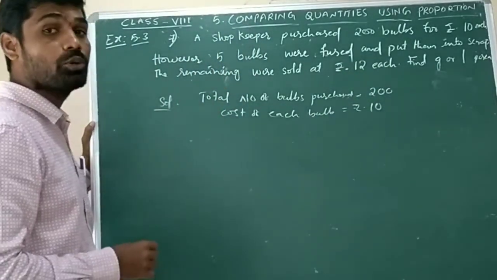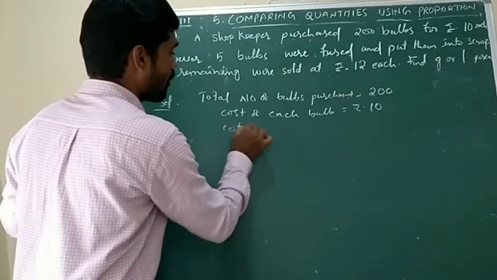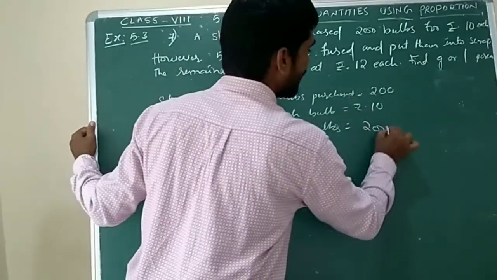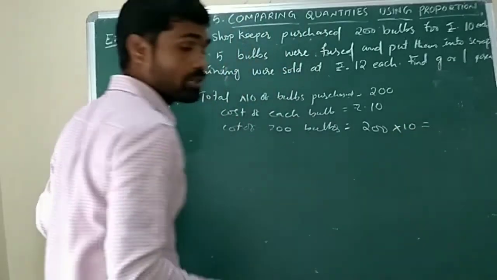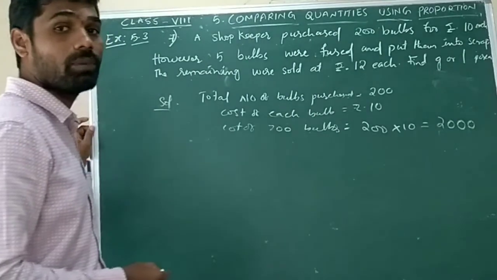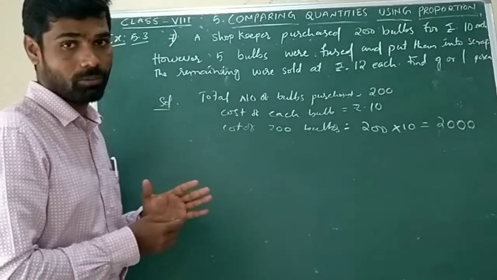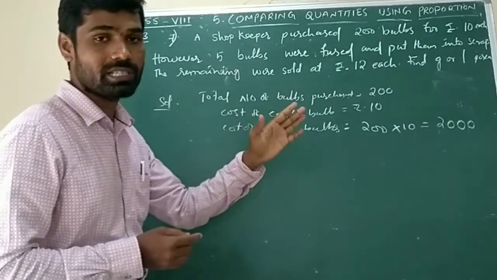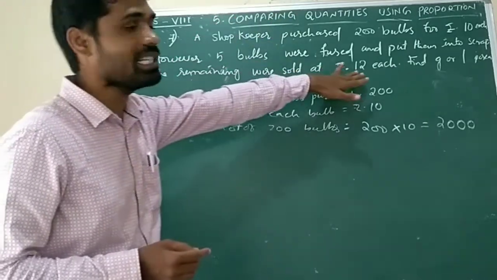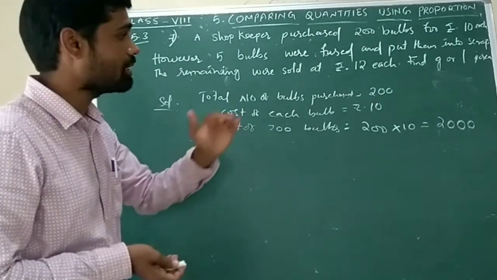So let us find for 200 bulbs, what is the amount he spent on the bulbs? So the cost of 200 bulbs is 200 into each one 10 rupees. So that is 2000. So the amount he spent on the bulbs is 2000 rupees. Now each bulb he sold at rupees 12.